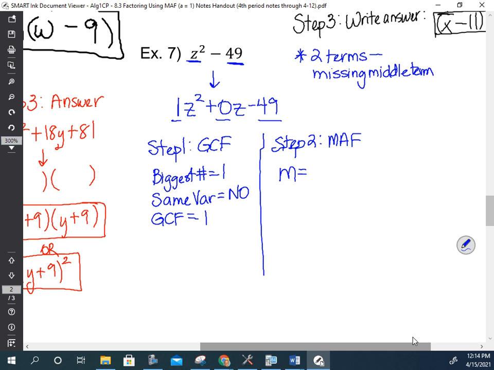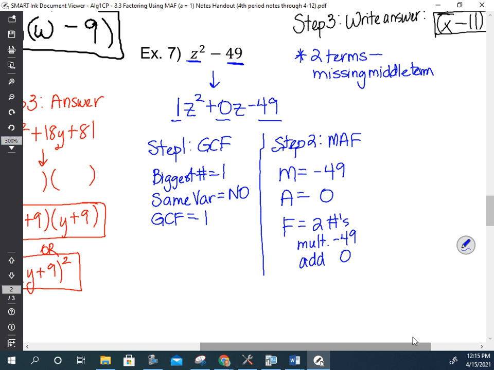So M is the last number, that's negative 49. A is the middle number, which is 0. So we need 2 numbers that multiply to negative 49 and add up to 0. Multiply to 49 and add up to 0. You got it. 7 and 7.